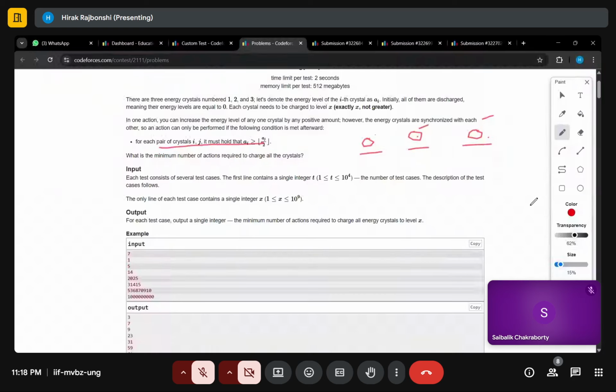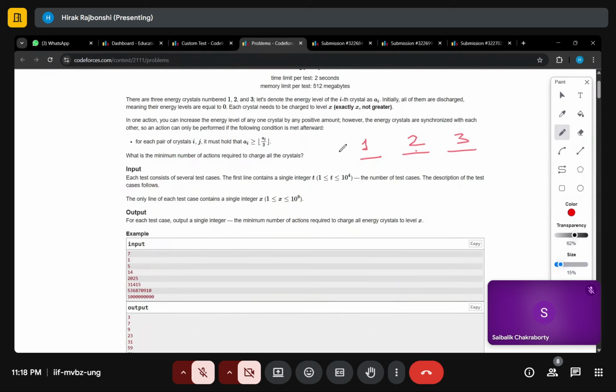So let's suppose at any time we have charges 1, 2, 3. Now, half of 3 is 1.5 and the floor value of this is 1, so this is less than or equal to both of these. So it is a valid state. Similarly, half of 2 is 1, which is less than 3 and 1. And half of 1 is 0, which is less than 2 and 3. So this is a valid state.